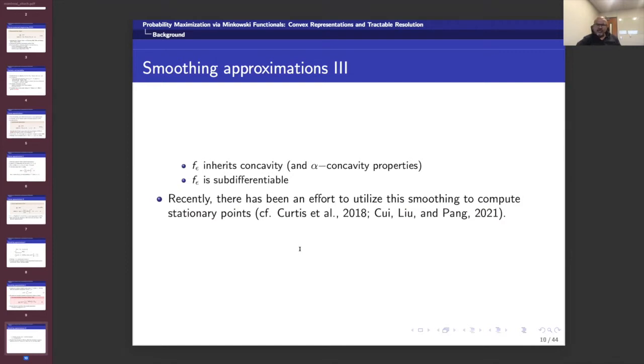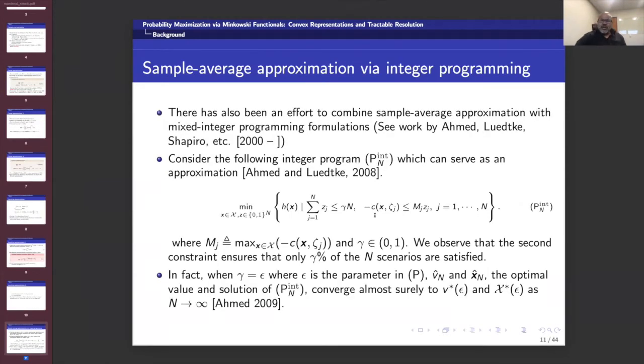There's been a lot of effort to utilize these types of smoothing techniques to compute stationary points. Notable amongst that is some work by Frank Curtis in 2018 and his co-authors, and most recently by Ying Cui, Junyi Liu, and Jong-Shi Pang in 2021, which is quite a remarkable piece of work where they've analyzed the directional differentiability and developed avenues for addressing relatively general problems and contending with the non-smoothness and non-convexity of these problems.